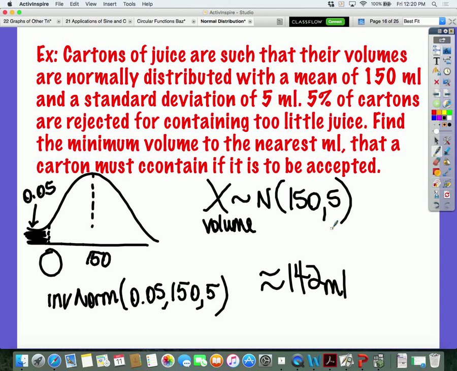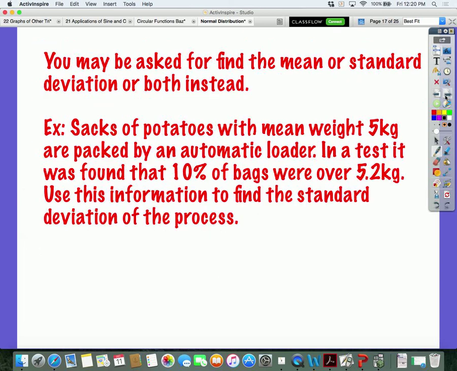Okay? However, they may ask you to find the mean or the standard deviation or both instead. Such as in this example: sacks of potatoes with a mean weight of 5 kilograms are packed by an automatic loader. In a test, it was found that 10% of the bags were over 5.2 kilograms. Use this information to find the standard deviation of the process. So if we look at it, 10%.